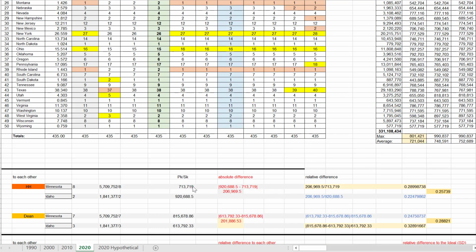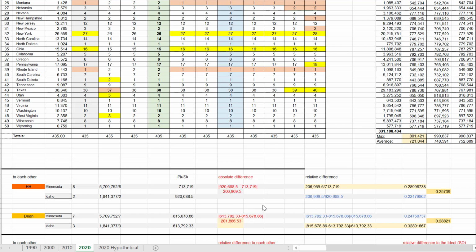And I get these quantities here. If I take the absolute difference of the people per seat by subtracting these numbers, taking the absolute value, Huntington Hill, and compare it to the harmonic mean or Dean's method way of doing it, then Dean is guaranteed to minimize that. So that's the absolute difference. So Dean will minimize that.